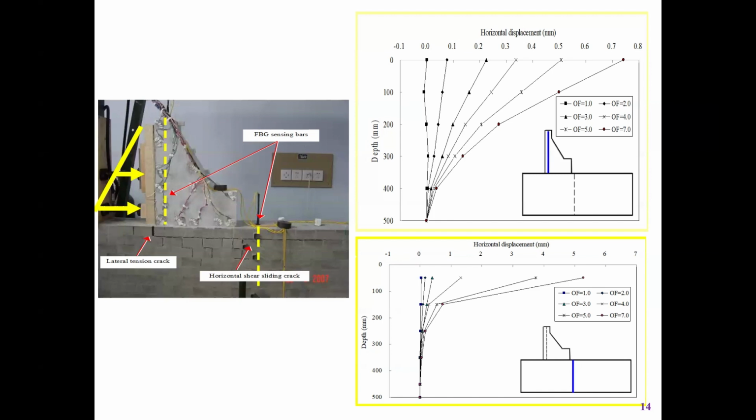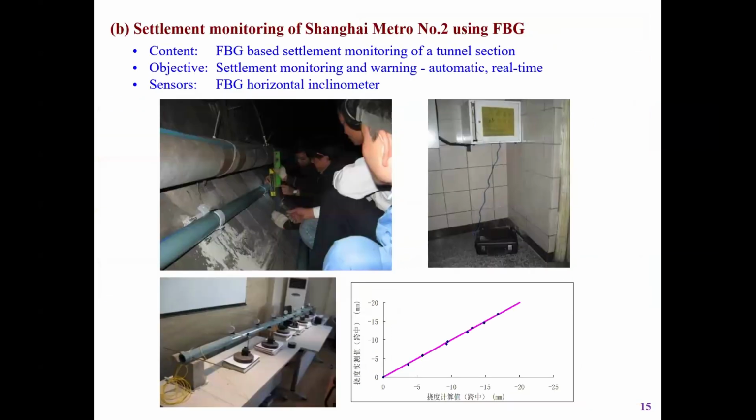You can imagine this is a two-dimensional dam. For a three-dimensional dam, you can also see some areas, right? So the optical fiber sensors can measure displacement inside structures like concrete or soils. This is the advantage of optical fiber sensors. LVDTs cannot do this.